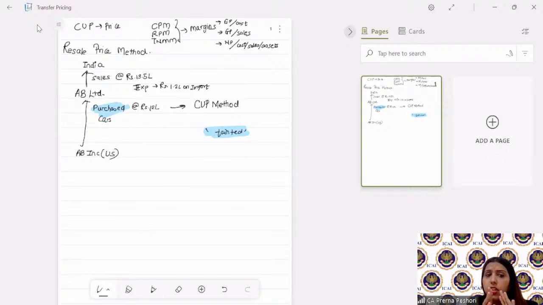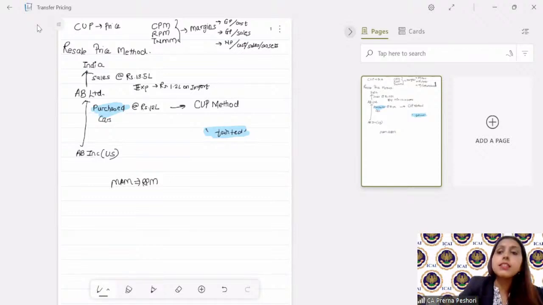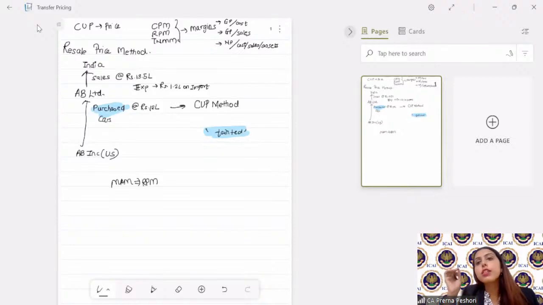So therefore, here the most appropriate method should be RPM, the resale price method. Why? Because the resale price method is basically for those parties acting as a reseller. It's a very specific method for resellers, who purchase the goods and, without adding any value, make the further sale of the goods. So therefore, we will use the RPM method.